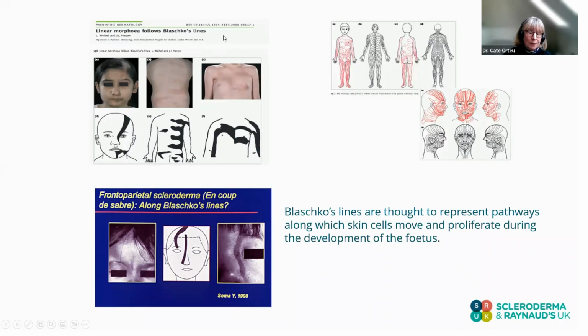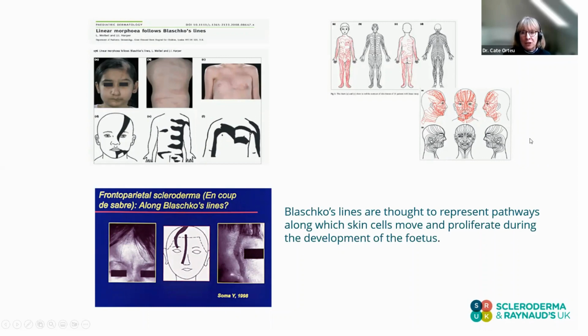The group at Great Ormond Street published this a while back now, and the pattern of involvement is very similar, so it's reproducible. So patients present with this line on the forehead and this area on the chin, as I showed you in those clinical photographs. Similarly, these two lines are well recognized, and the GOSH team took photographs of all their patients and then basically went over them with a computer program and matched them to Blaschko's lines, and they mirrored Blaschko's lines.